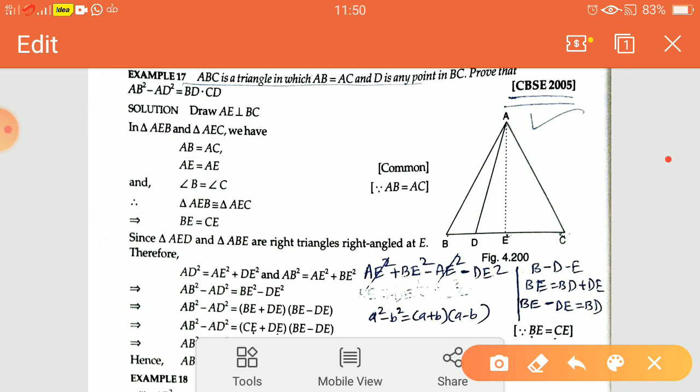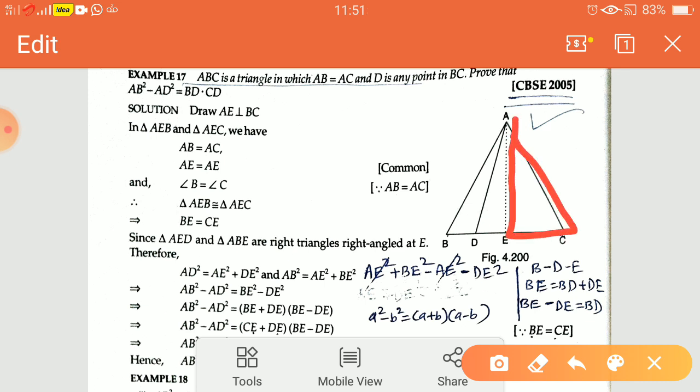Now to solve this example, I have mentioned that we draw AE perpendicular to BC, then consider triangle AEB and triangle AEC. Here AEB is one triangle, and another triangle is AEC.